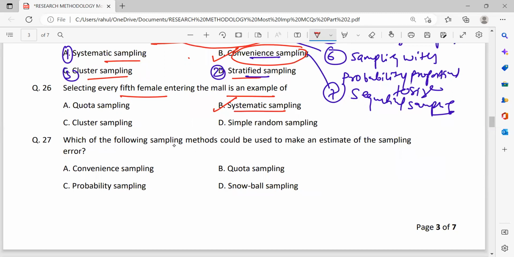Question number 27. Which of the following sampling methods could be used to make an estimate of sampling error? Probability sampling is the only one via which sampling error can be estimated. In non-probabilistic sampling, it is not possible. Only in probability sampling is it possible. Option C is the correct answer.